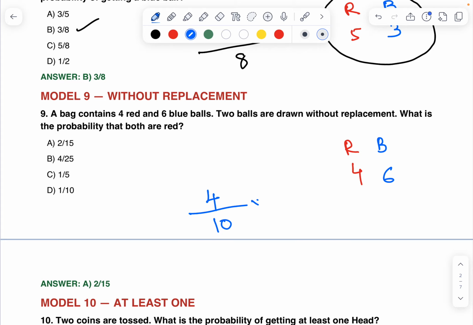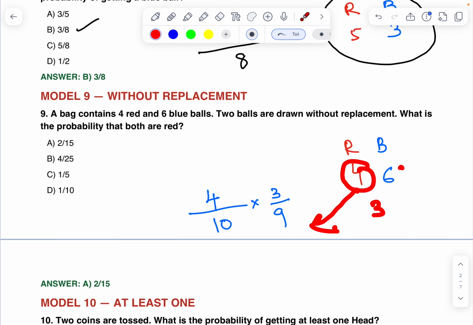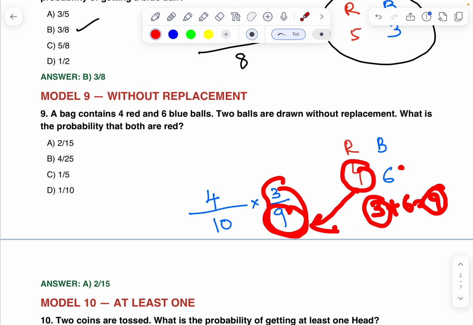And the next one is 3 by 9. There are 4 red balls. First of all, I have selected 1 red ball. That is equal to 4 by 10. For the next one, already 1 ball is taken. Therefore, how many balls are there? 3 plus 6, 9 balls. Therefore, total 9. But here we want a red ball. Therefore, 3 by 9 is the answer.